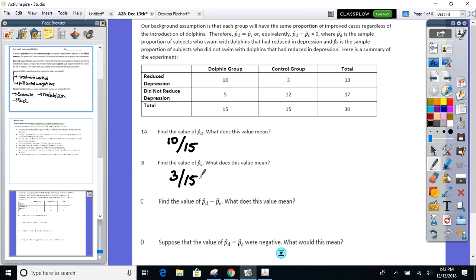That's what we're going to examine before you leave today. All right, is it really because of the dolphins that this is so much more than this one? All right, now find the value of these two subtracted, because that's going to be a big value today. So I'm going to take 10 out of 15 and subtract the control group, which is 3 out of 15. And I want a decimal at least rounded to 3 decimal places, the nearest thousandth for me.